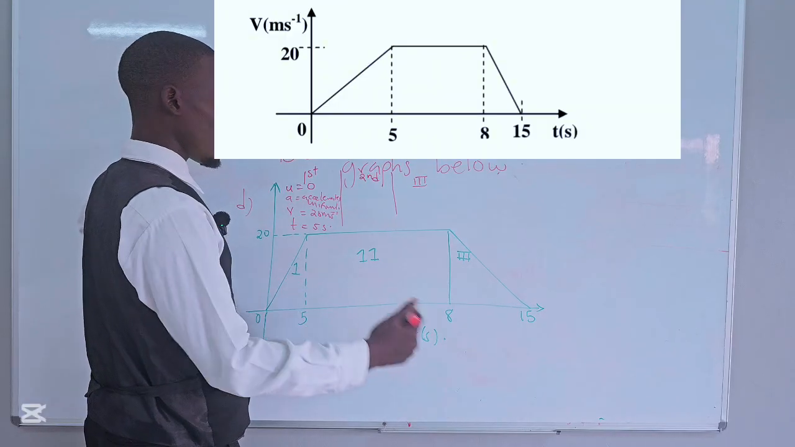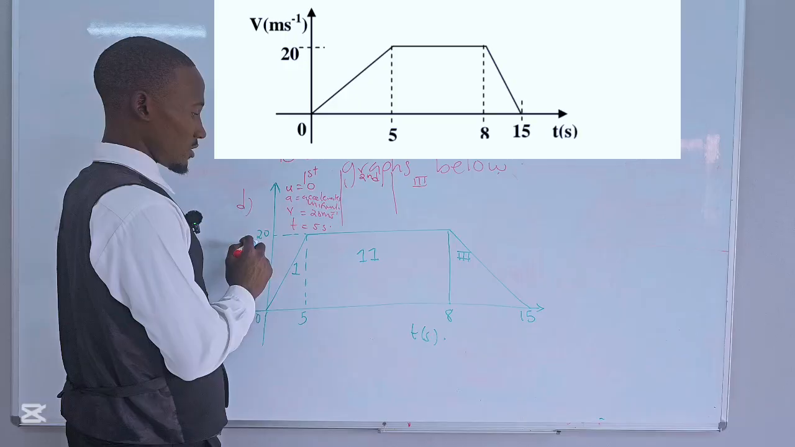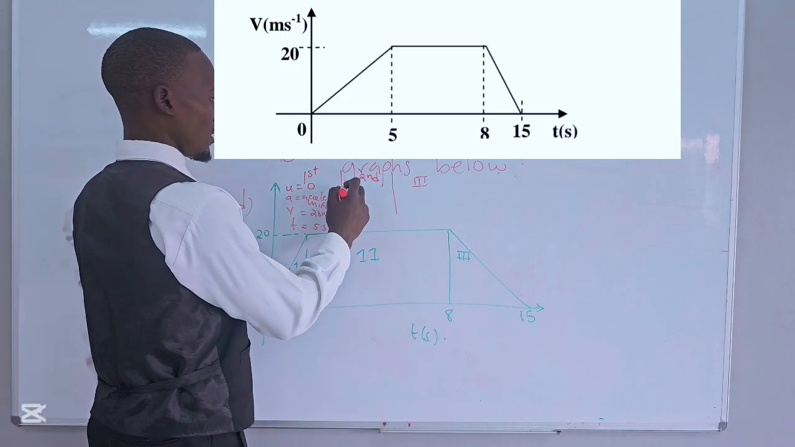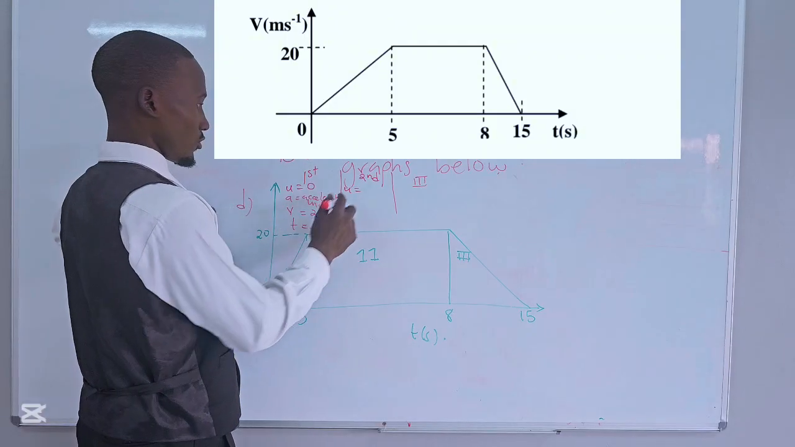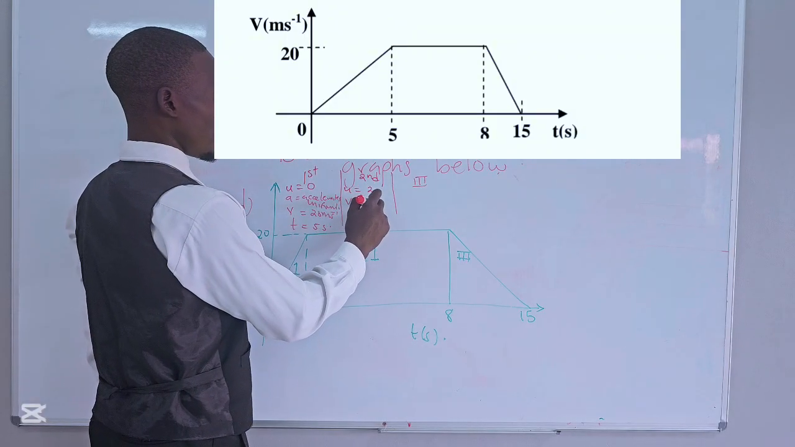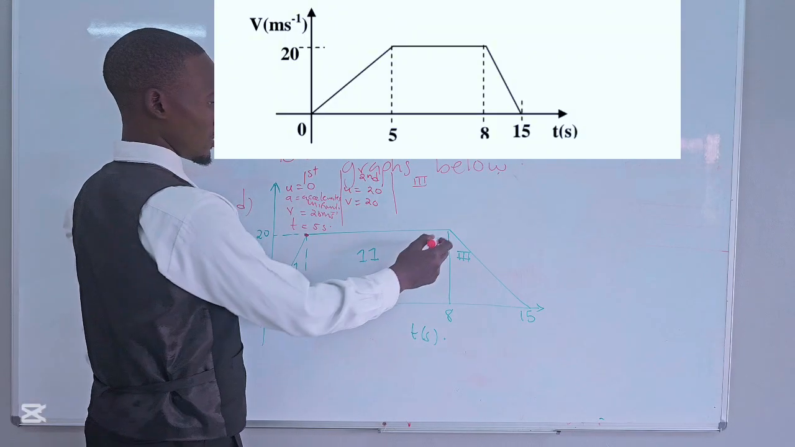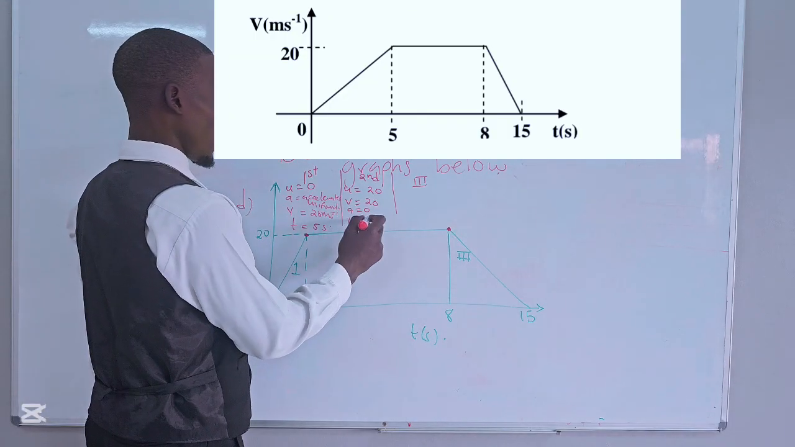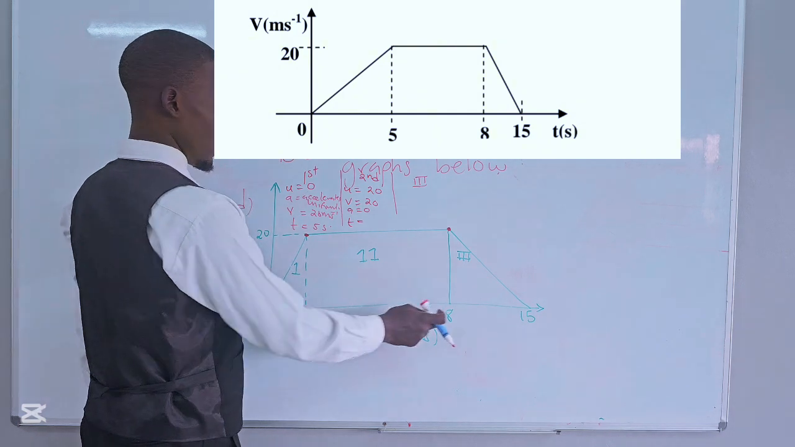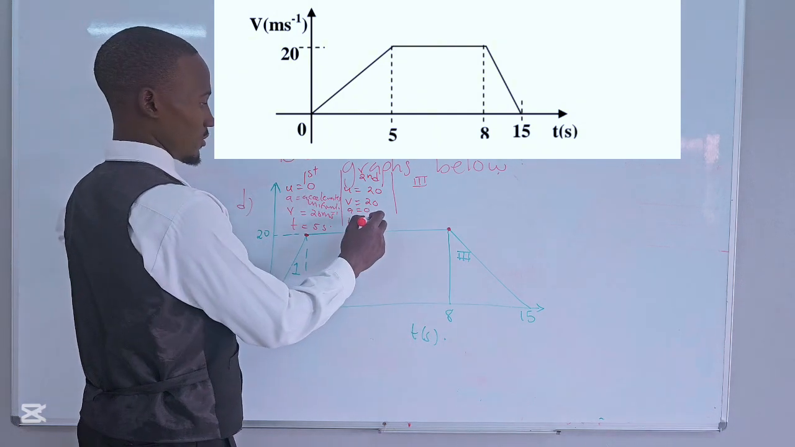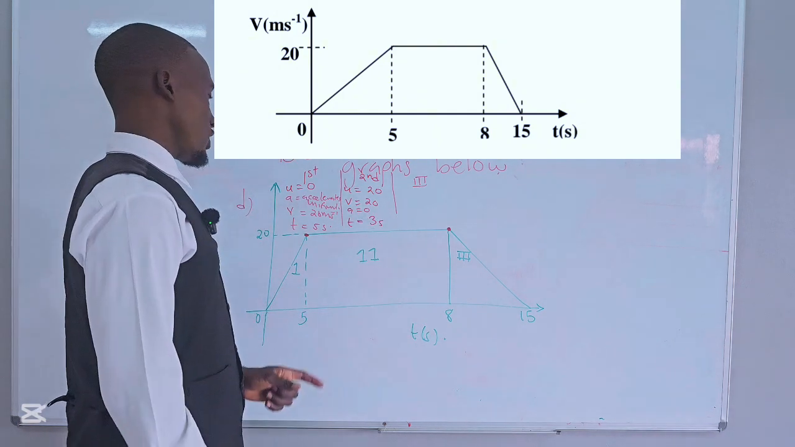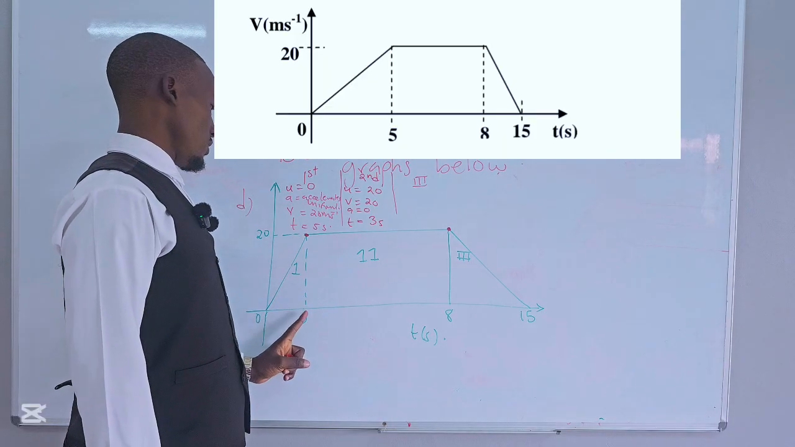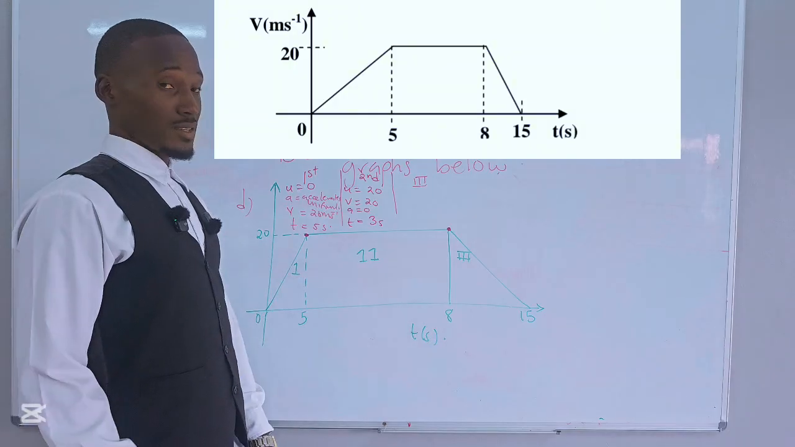It then maintains this velocity for the next 3 seconds. The initial velocity of this motion will be 20, the final will be 20 because it starts from 20 and stops at 20, meaning the acceleration will be 0 and the time will be 8 minus 5, which is 3 seconds. So here we say it then maintains this velocity of 20 meters per second for the next 3 seconds.